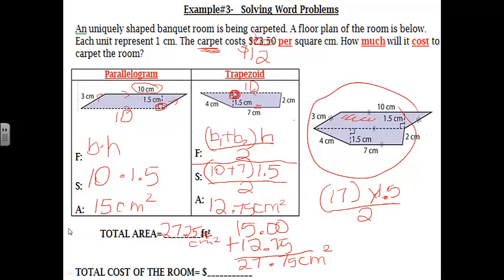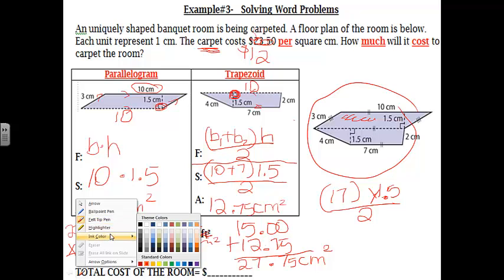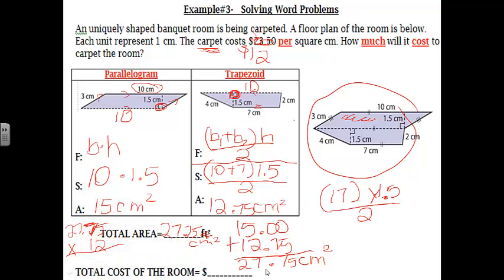What do you think we do? Good. Multiply. Okay. 27.75 times 12. Okay, pause me, work it out, let's see if we get the same thing. Go ahead and change the color while y'all are working it out so y'all can see it a little bit better. Okay, we should have gotten 333 centimeters squared for how much it would cost for the room.